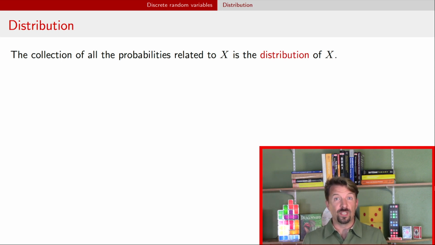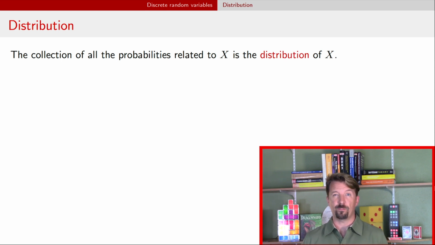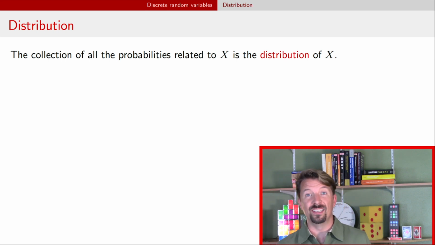In the last video we talked about distinguishing discrete versus continuous random variables. This video is all about discrete random variables. Discrete random variables are those random variables that have a finite or countably infinite range, or set of possible values. We're going to start out talking about the distribution.